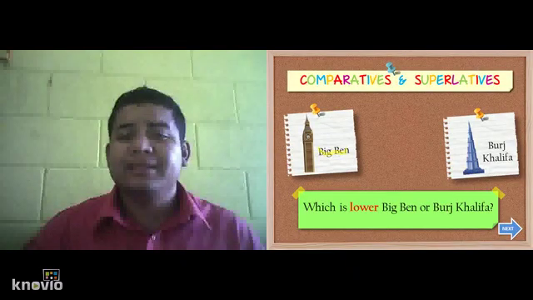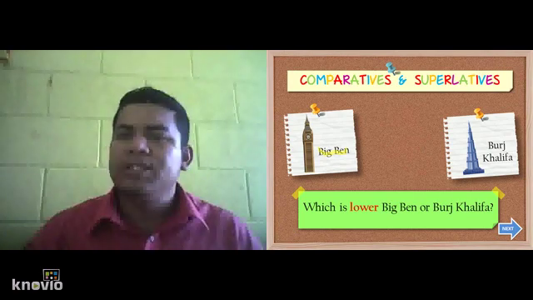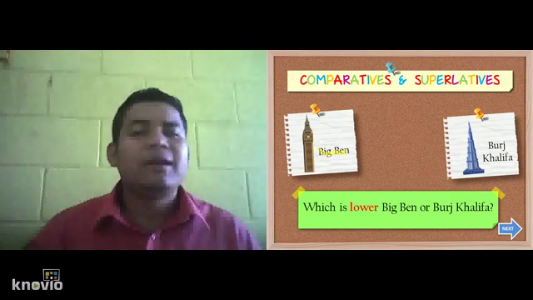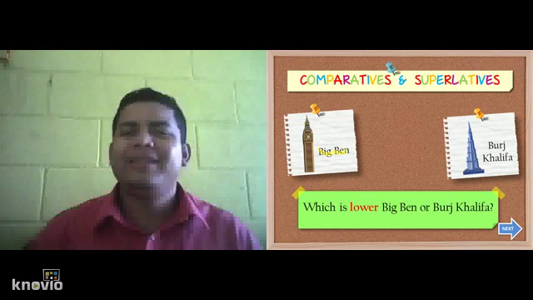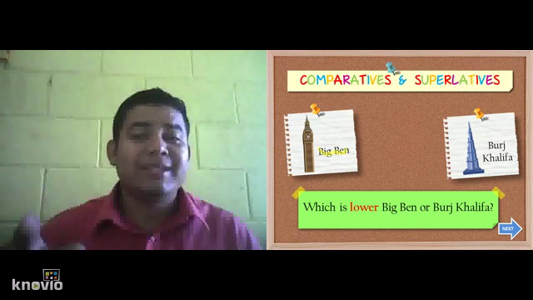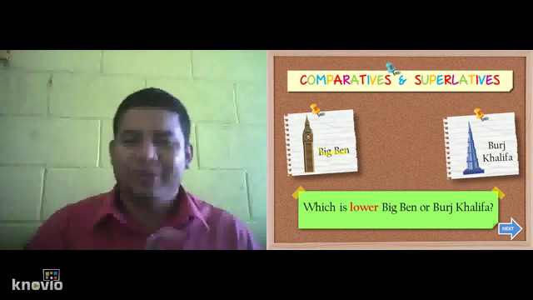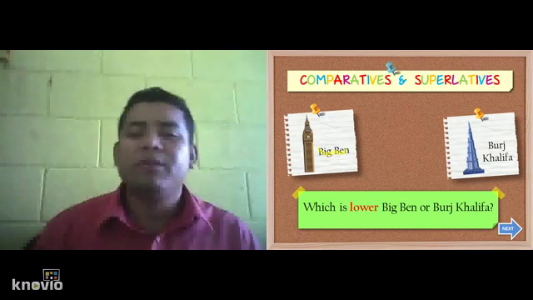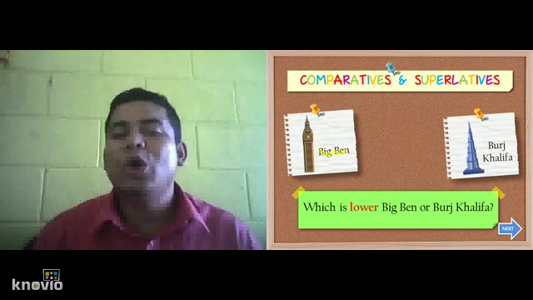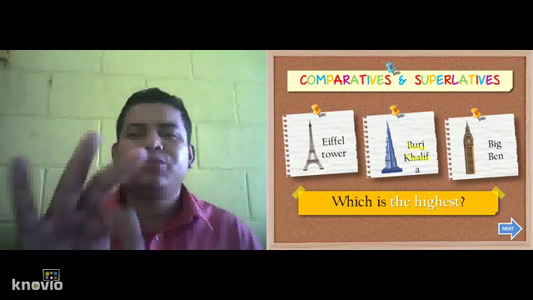In the next exercise, we're going to see a comparatives exercise. In this case, I'm going to talk about two very famous places around the world. One is the Big Ben, which is in England, in the UK, and the Burj Khalifa, which is in Dubai. It is one of the most important buildings in Dubai. So in this case, my question is, which is lower, Big Ben or Burj Khalifa? Think about it, and I'm going to tell you the sentence. Basically, Burj Khalifa is taller or higher than Big Ben. The answer is Big Ben is lower than Burj Khalifa.